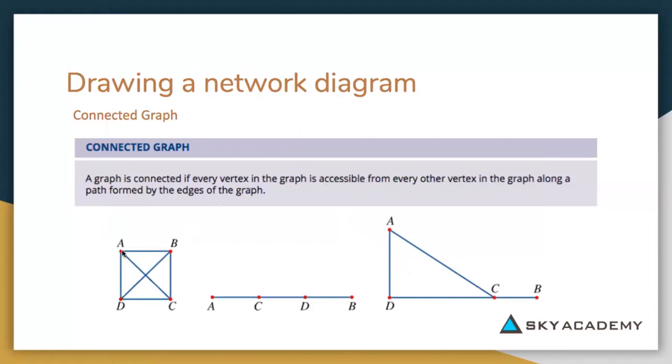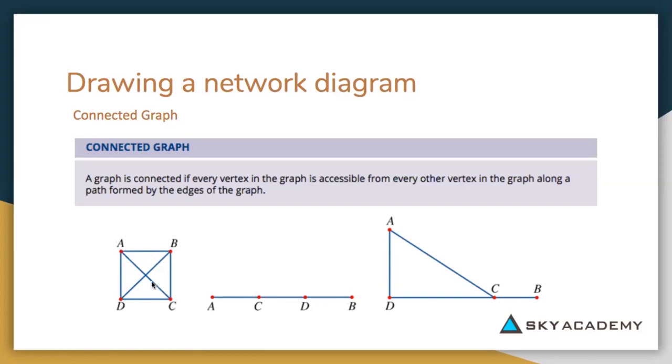We can get from D to B via DCB or DACB. We can get from A to B from ACDB. And we can get from A to C by going straight across or from going to B or D first. So all nodes are connected together by edges in all three of these diagrams. So these are all connected graphs.